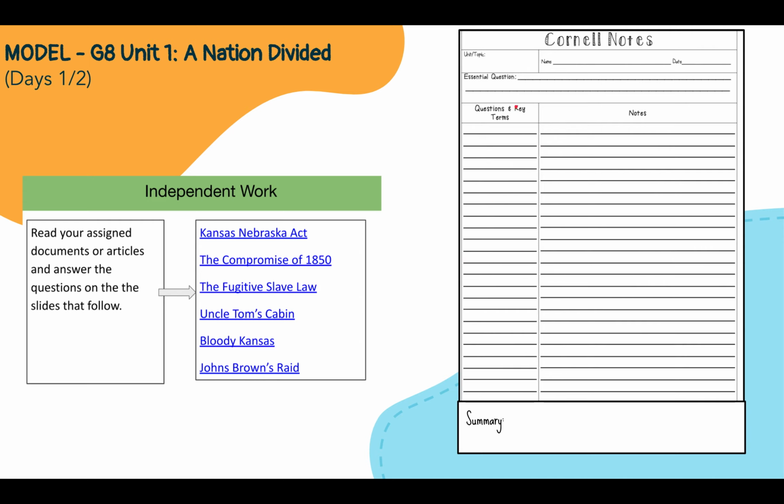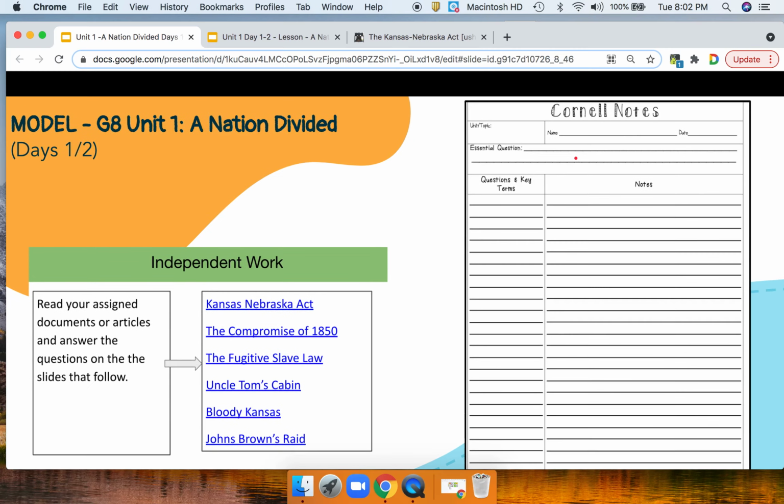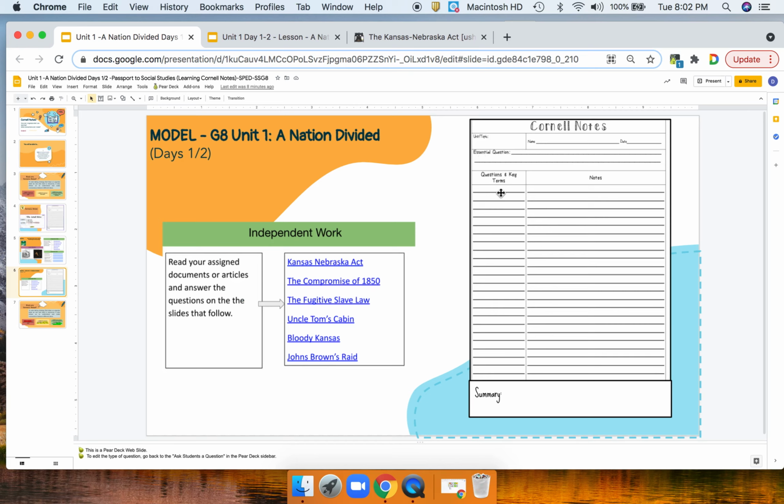So again, you can write down a title of the topic or the essential question of the unit, or you can create your own guiding question, which is the question that's going to help you find the most important information about your resource. So here I'm going to create my guiding question. Since my resource is called the Kansas-Nebraska Act, my question is, what was the Kansas-Nebraska Act?